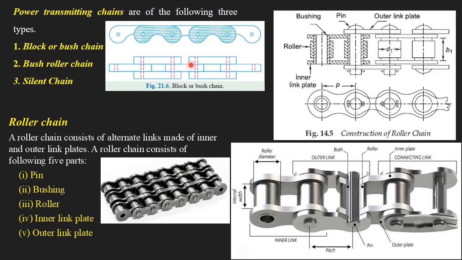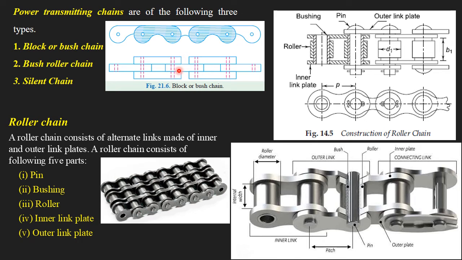And what was found is, when these chains approach the teeth on the sprocket or leave the teeth, noise is generated during the motion. When the chain approaches or leaves the teeth of the sprocket, noise is generated because there is a rubbing between the teeth and the links. So that is the demerit found in this type of block or bush chain.